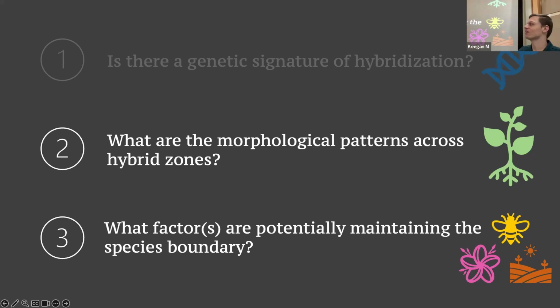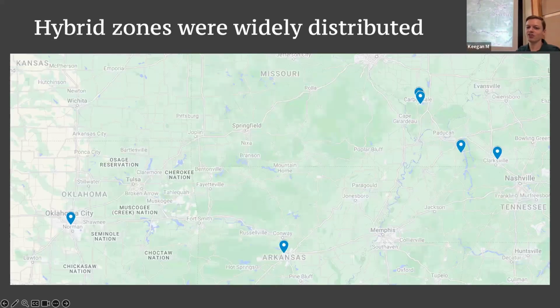So now that we have a genetic signature for hybridization in this system, I next want to investigate patterns of morphology across hybrid zones, and then finally, potential factors maintaining the species boundary. To address the next two research questions, I investigated several hybrid zones to capture as much variation as possible. I visited 5 hybrid zone sites across the Midwest, ranging from Oklahoma through Arkansas up through Tennessee, Kentucky, and of course here in Southern Illinois.